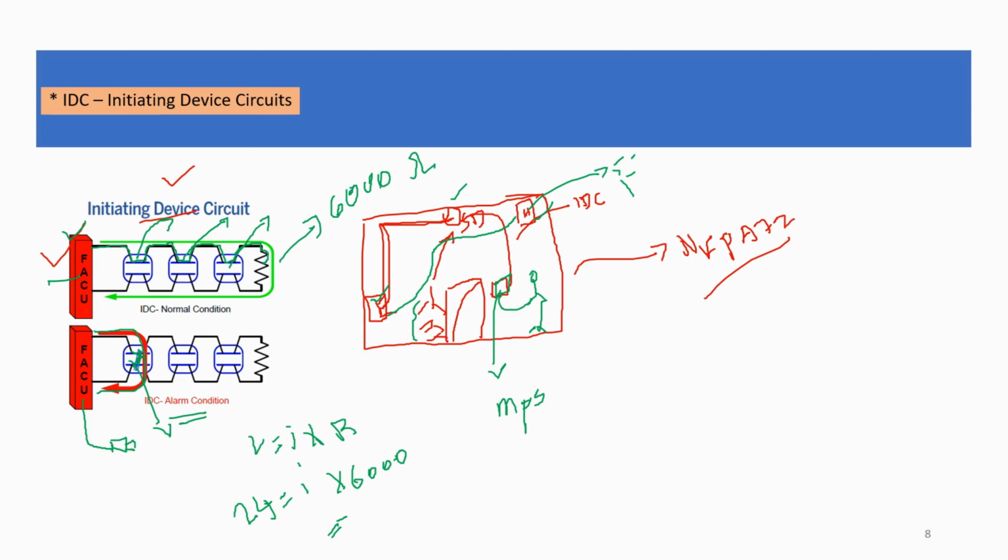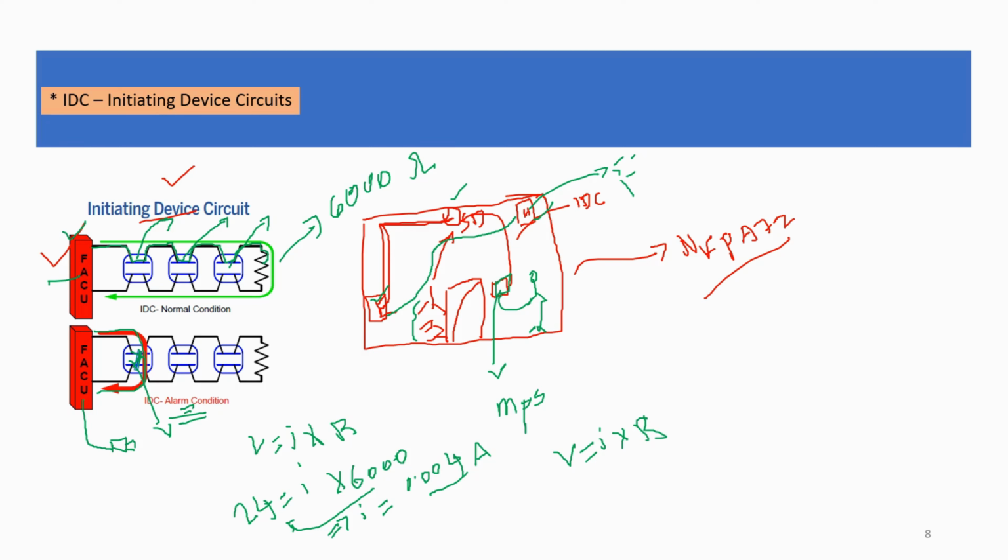So the current in normal condition will be 24 by 6000. We are going to get about 0.004. I'm sorry, this will be in amperes because we are measuring the current, so this will be amperes. Now if there is any alarm condition or supervisory condition, the current will increase. How? See here, for example, now V is equal to IR is the same formula which we are going to use.